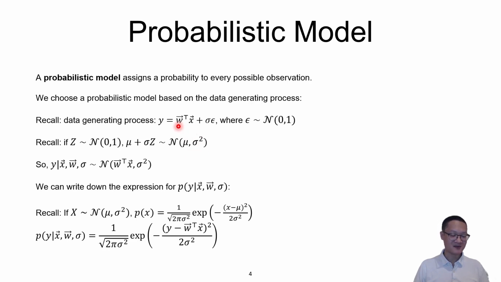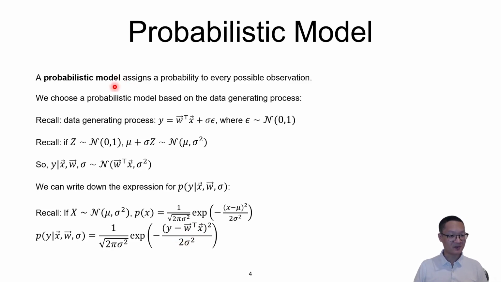And then if we add w transpose x, which is also not a random quantity, in fact it's just some scalar, we're going to get a normal distribution with a mean of w transpose x. So basically, given x, w, and sigma, the probability distribution of y would be a Gaussian distribution with mean w transpose x and variance sigma squared. Now we can write down the probability density function for p of y given x, w, sigma. That's basically just plugging things into the Gaussian random variable PDF. In our case, it looks like this: 1 over root 2 pi sigma squared, exponential of negative (y minus the mean, w transpose x) all squared, divided by 2 times the variance sigma squared.